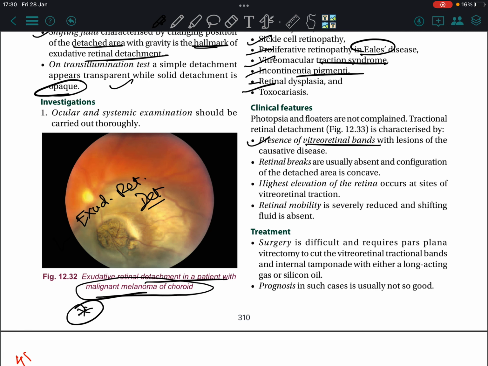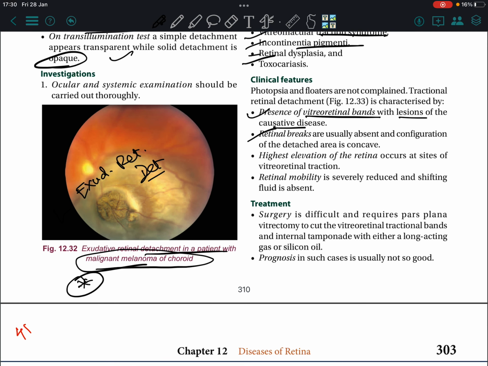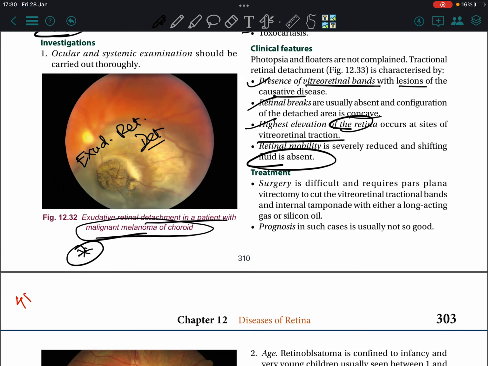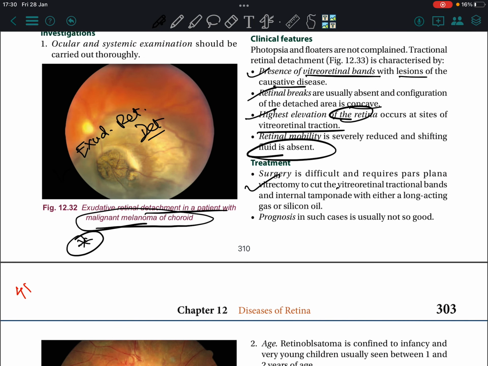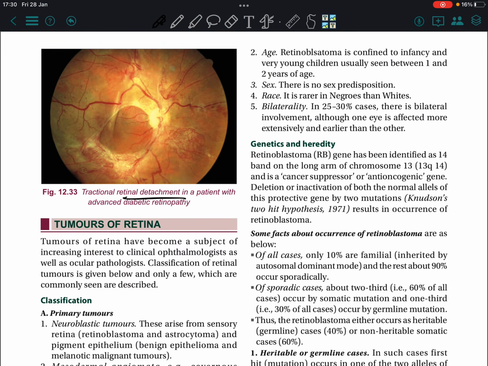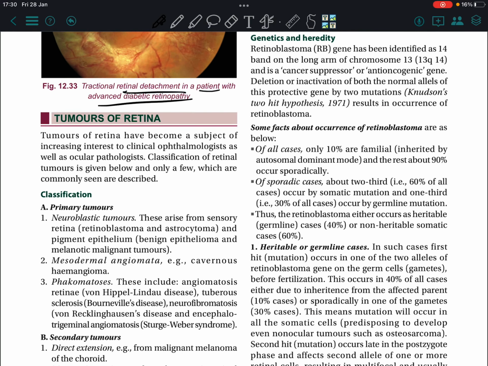Clinical features: presence of vitreoretinal bands with lesions of Coats disease. Retinal breaks are usually absent and the configuration of the detached area is concave. Highest elevation of the retina occurs at sites of vitreoretinal traction. Retinal mobility is severely reduced and shifting fluid is absent. Treatment: surgery is difficult and requires pars plana vitrectomy to cut the vitreoretinal traction bands and internal tamponade with either long-acting gas or silicone oil. Prognosis in such cases is usually not so good. Tractional retinal detachment in a patient with advanced diabetic retinopathy.